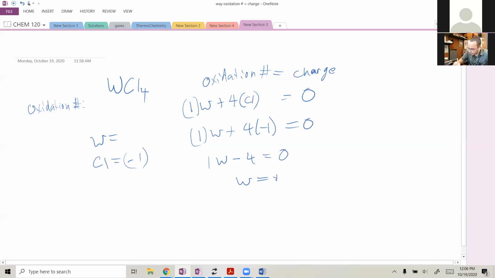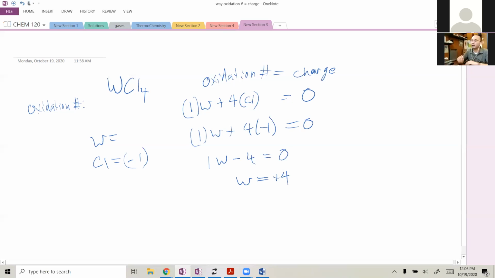Very good. It should be a +4. And so with oxidation numbers, the important part is you're looking at those different pieces of that compound and then just working with each of those reactants at one time. So let's jump to another one.